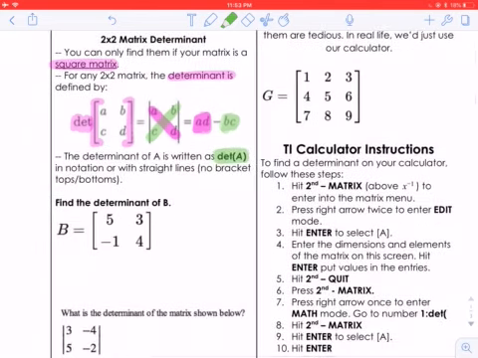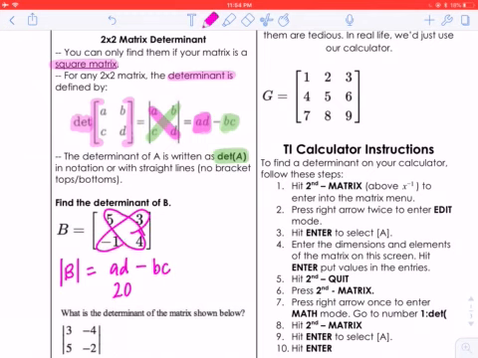So if I was going to write the determinant of B, I would do A times D, which is 5 times 4. So that would be 20. And then I would do minus B times C. So 3 times negative 1. 3 times negative 1 is negative 3. So the determinant of this is 20 minus 3, 17.